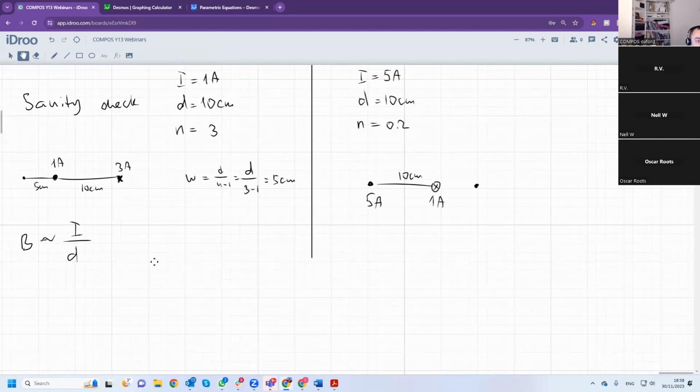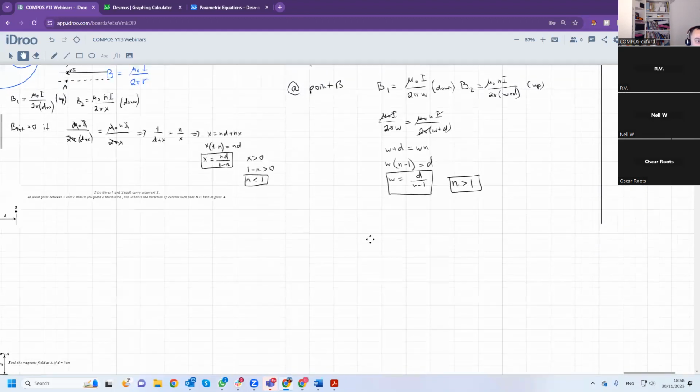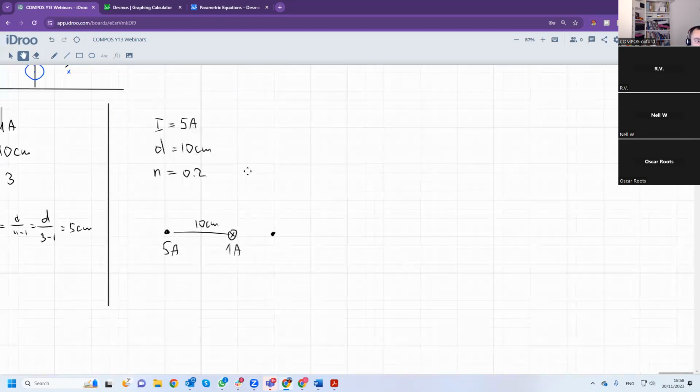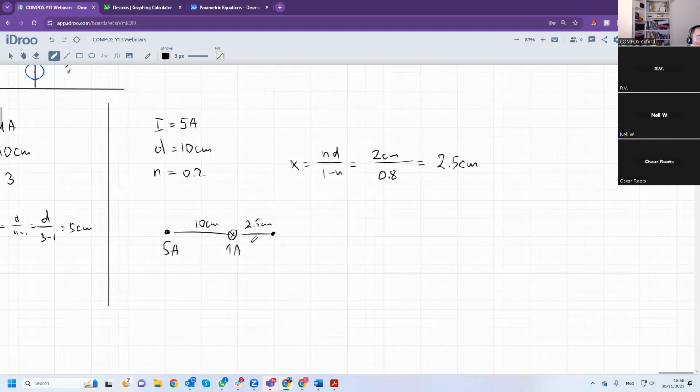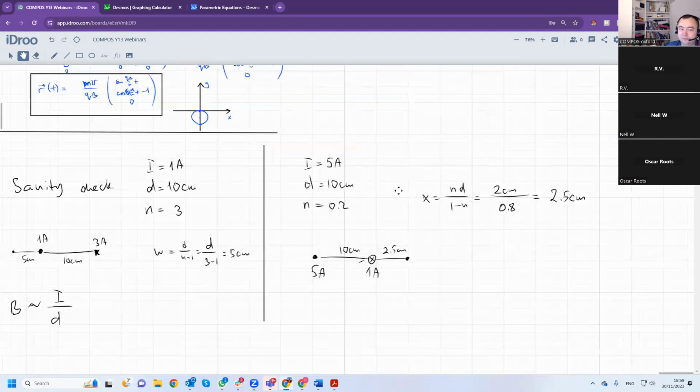And so what is the distance? ND divided by 1 minus N. So X is ND divided by 1 minus N, which is 0.2 times 10, so it's 2 centimeters, divided by 1 minus N, which is 0.8, which is 2 divided by 0.8. Embarrassingly, it's 2.5 centimeters. Does that make sense? Well, you are 5 times closer to the 1 amp wire. It makes perfect sense. Okay. Any questions?